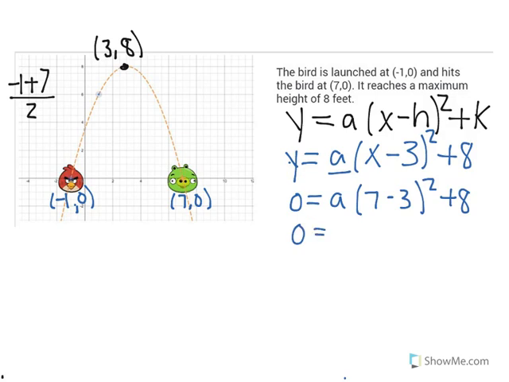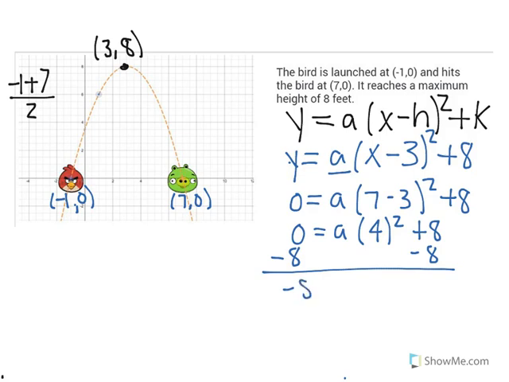So if I simplify, 7 minus 3 is 4, plus 8. And remember, I told you the first thing that you should do is move the 8 over before you do any squaring or anything, because you don't want to accidentally combine something. So we have -8 equals A times 16, because 4 squared is 16. And I'm going to divide by 16 on both sides because I want to get A by itself.